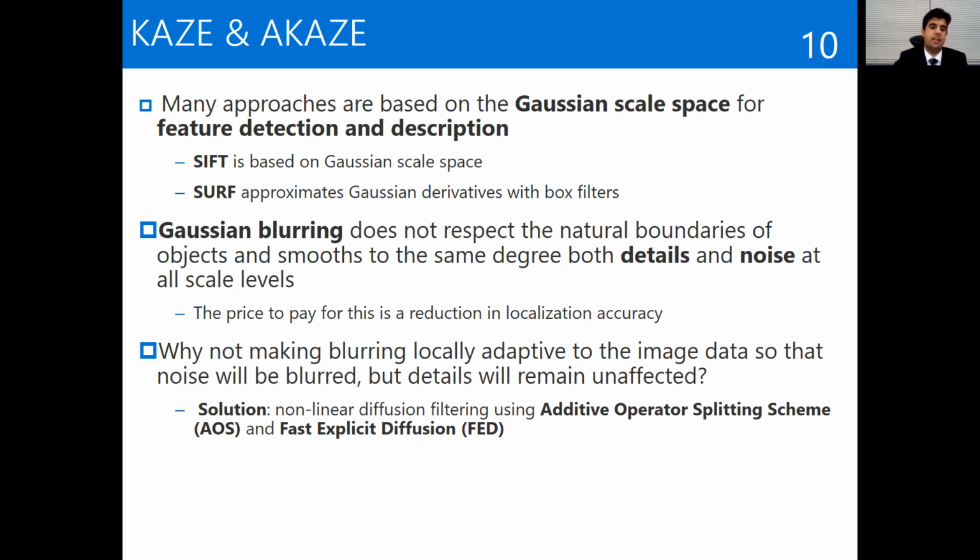So the question is, why not make blurring locally adaptive to the image data so that noise will be blurred but details will remain unaffected? And the solution for that is nonlinear diffusion filtering using the additive operator splitting scheme and the fast explicit diffusion scheme.